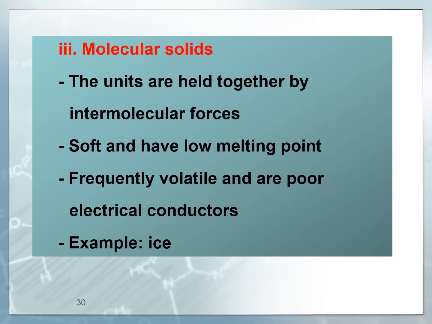The third type of crystalline solid is a molecular solid. The units are held together by intermolecular forces, such as London forces, dipole-dipole interactions, and hydrogen bonds. Molecular solids are usually soft and have low melting points. They are frequently volatile and are poor electrical conductors. A common example is ice, or solid water.